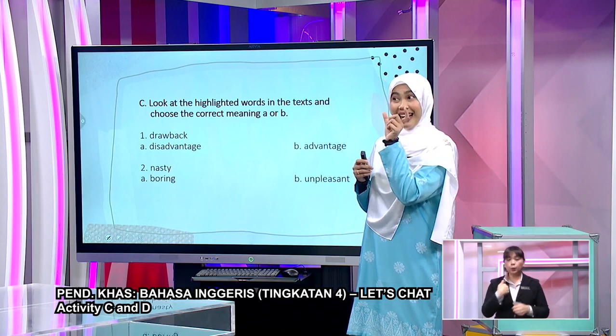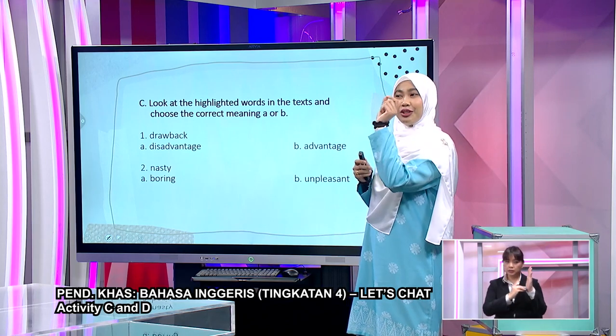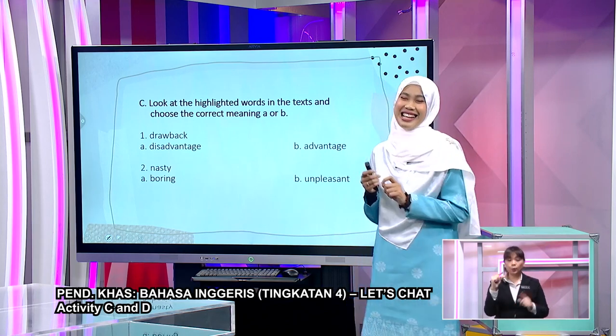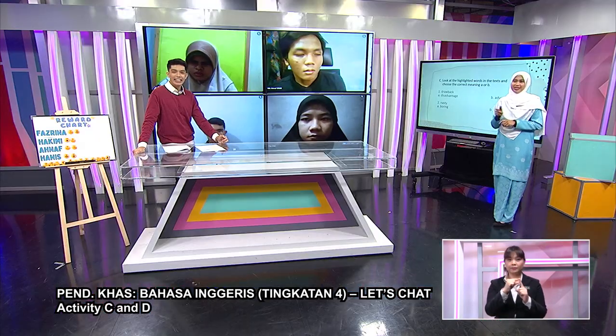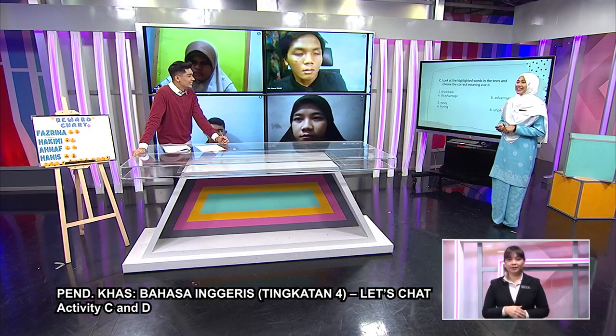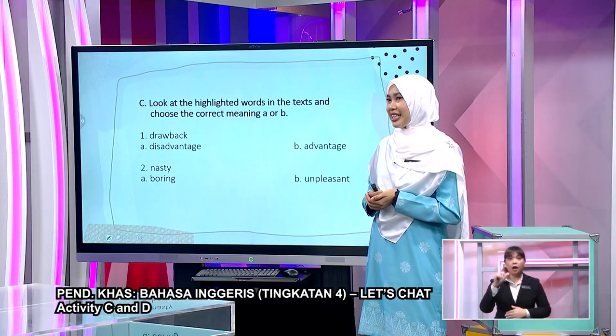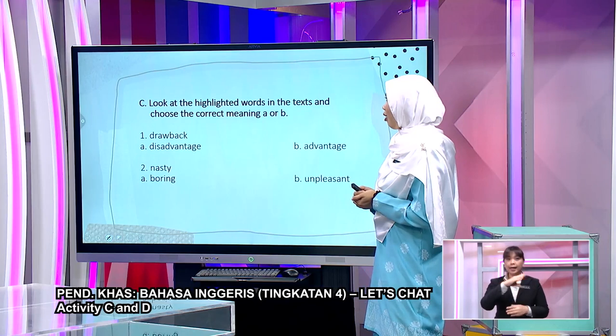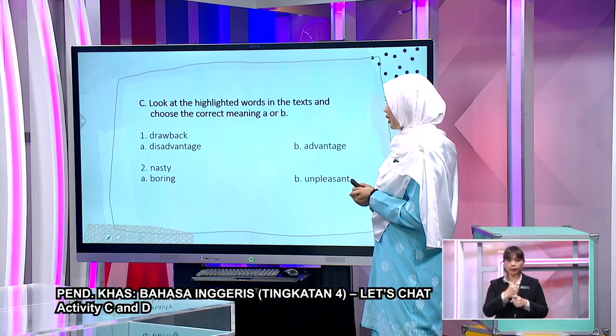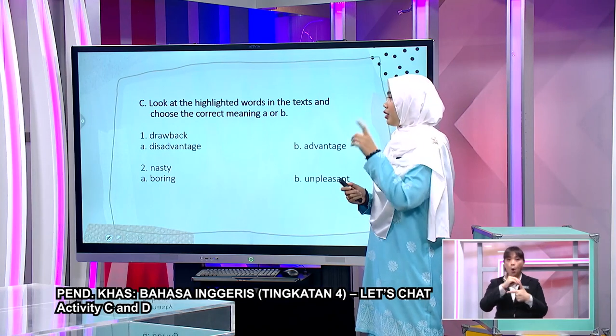on the text, the highlighted word. Remember that I told you the dot four six. Yes, good job. You are a brilliant student. Thank you. Look at the highlighted word in the text and choose the correct meaning, A or B. So, drawback.